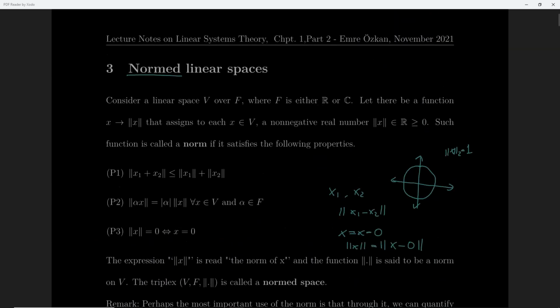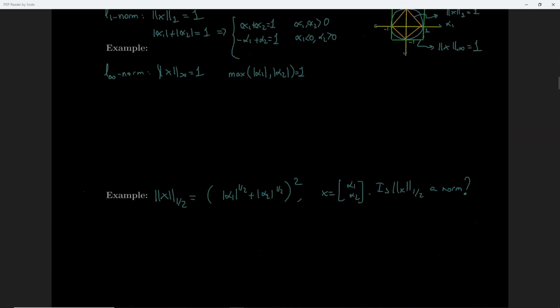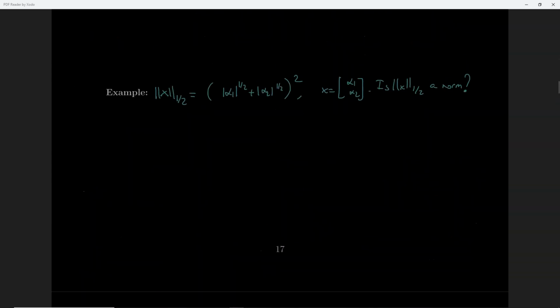So P1, P2, and P3 all have to be satisfied. One thing difficult to satisfy for a valid norm definition is the triangle inequality, so we can start from that one maybe. So let's check P1 and try to find a counterexample. P1 was the triangle inequality, saying that the norm of x plus y is less than or equal to the sum of individual norms, norm of x plus norm of y.